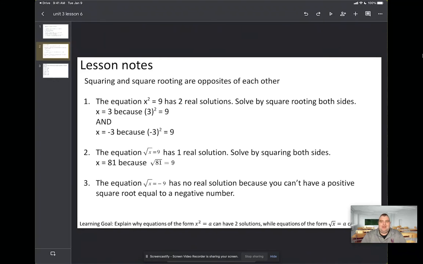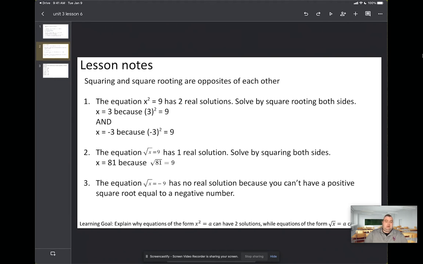Welcome back, everybody. We are up to lesson 6 of unit 3. And in this particular lesson, we're going to start looking at different types of equations involving squaring and square rooting, specifically how many real number solutions a particular equation has. So I have some statements I want to go over on the screen right now.